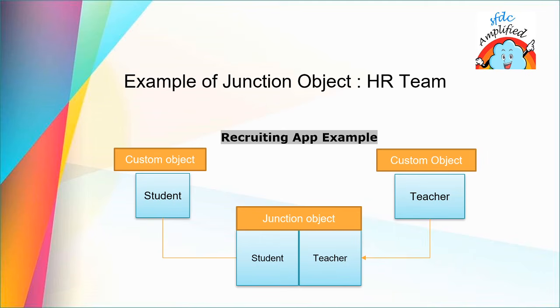So here we can see a student and a teacher is a many to many relationship, whereas a junction object which we have introduced is one to many. In a junction object, one common student is related to a student object which has many students. So this is one to many.